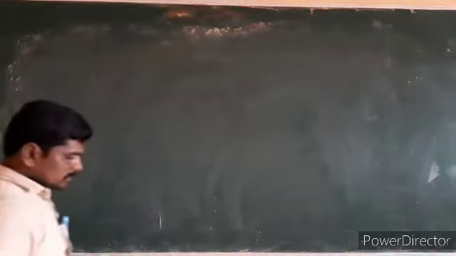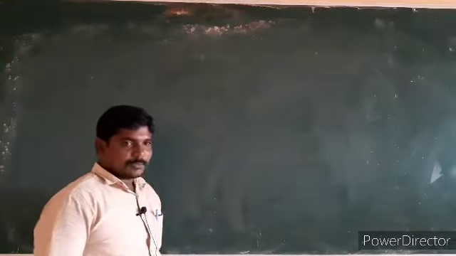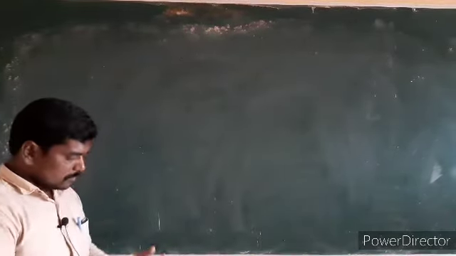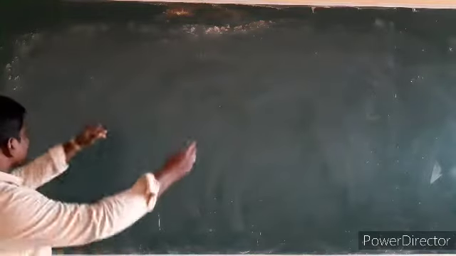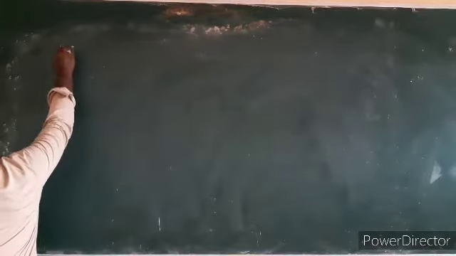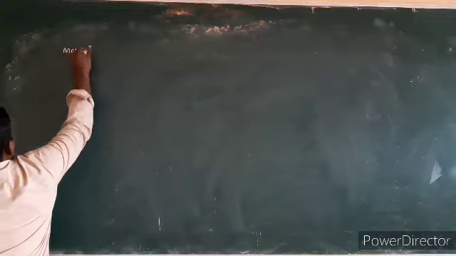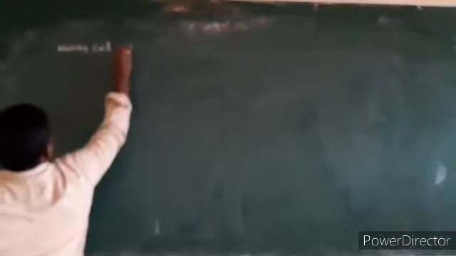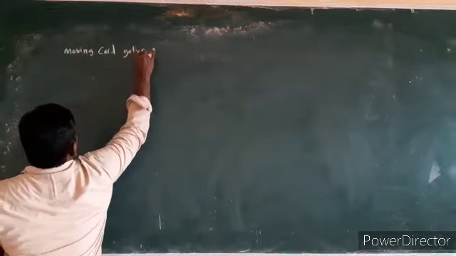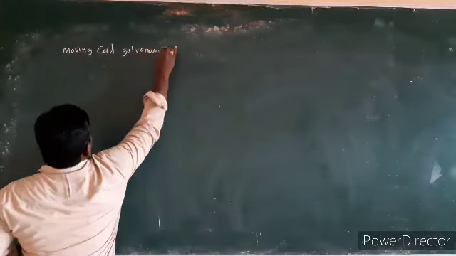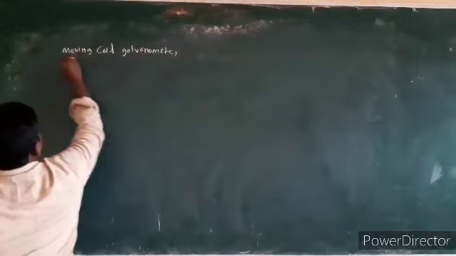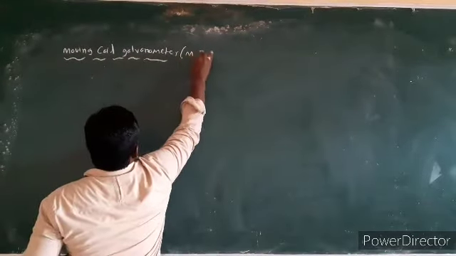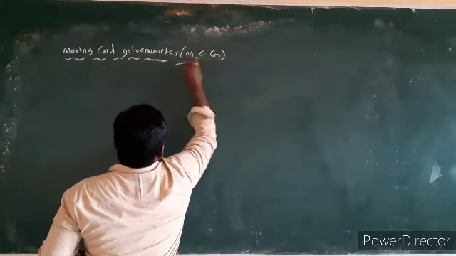Good morning, students. We are discussing torque on a coil in a magnetic field. That concept is already completed. Today we are going to discuss the moving coil galvanometer, MCG.